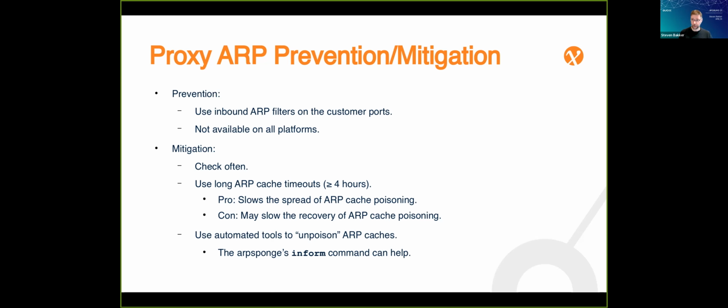So the only other option we have here is to do mitigation. And that can be done by checking very often, using long ARP cache timeouts, as I said. That will reduce the speed with which proxy ARP brings down a peering LAN. But it can also slow down the recovery of ARP cache poisoning. The other thing that we have used in the past is to use automated tools to unpoison ARP caches. So once a proxy ARP event has poisoned the ARP caches, you can send out unsolicited ARP responses to try and get the caches in a decent state again.